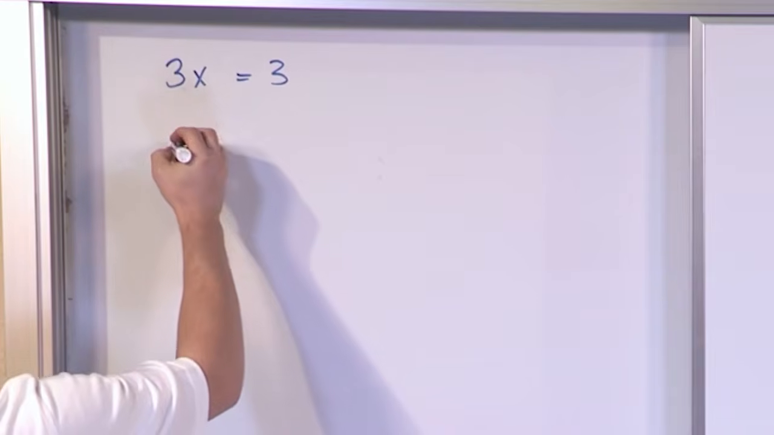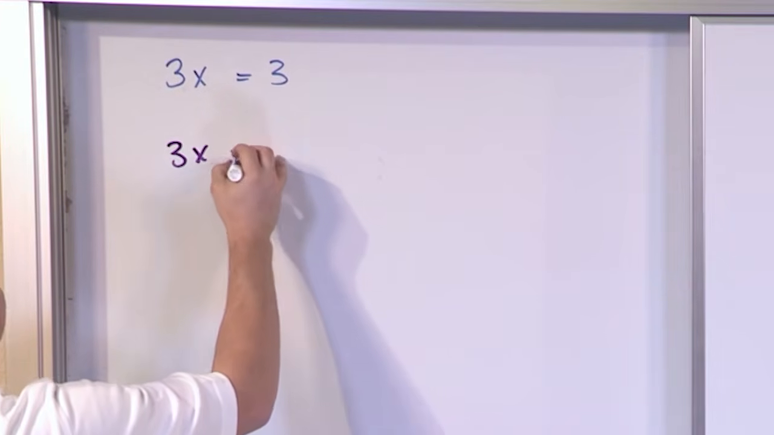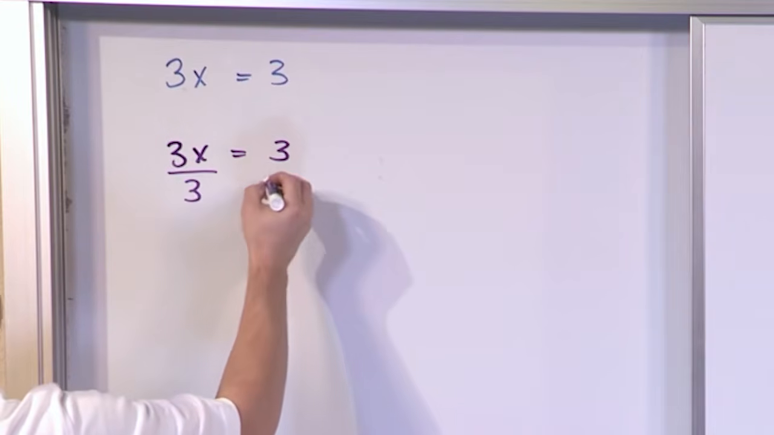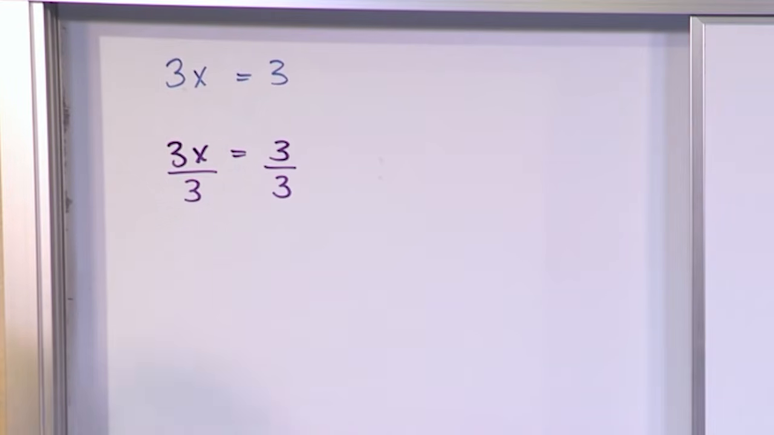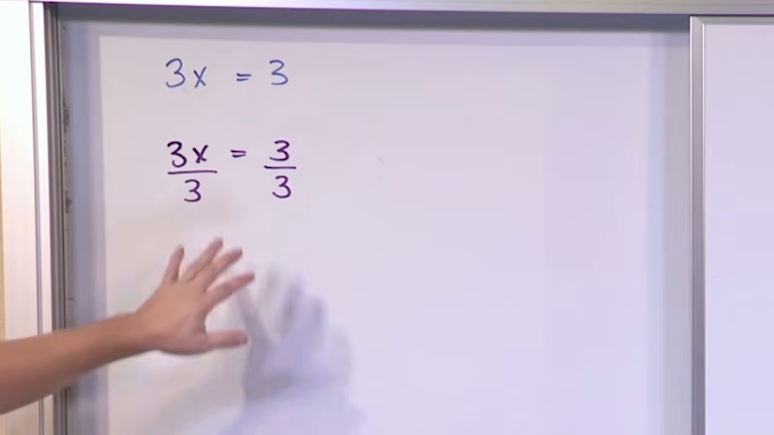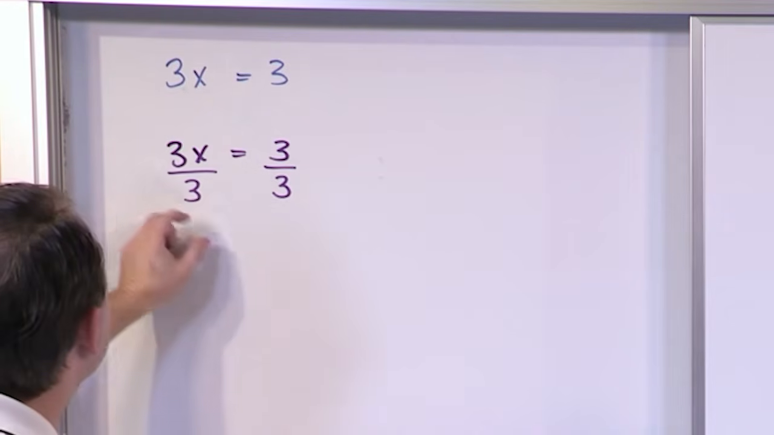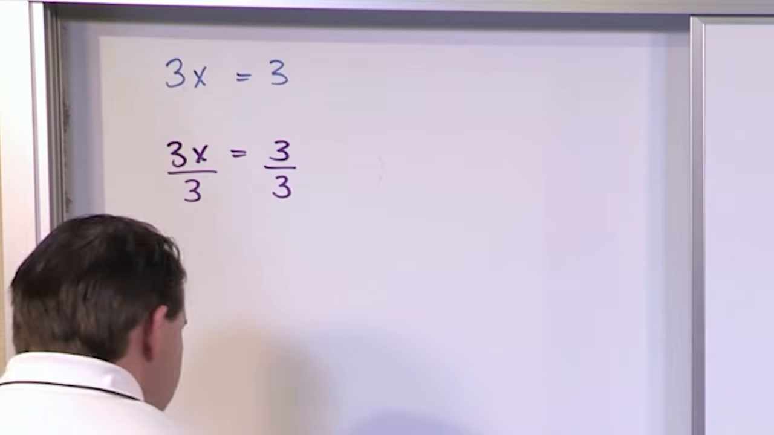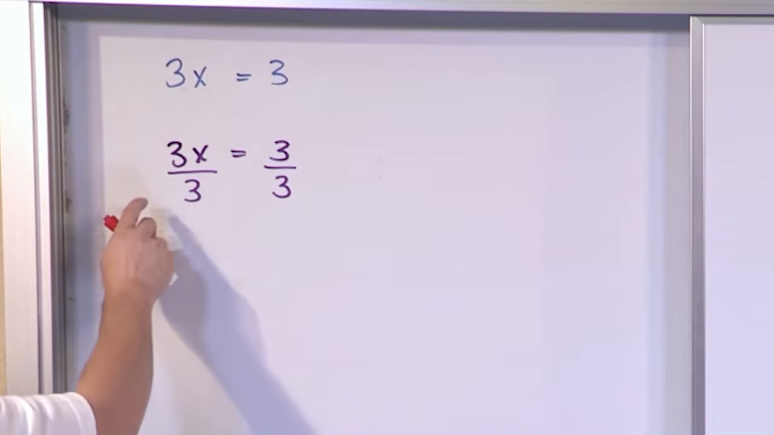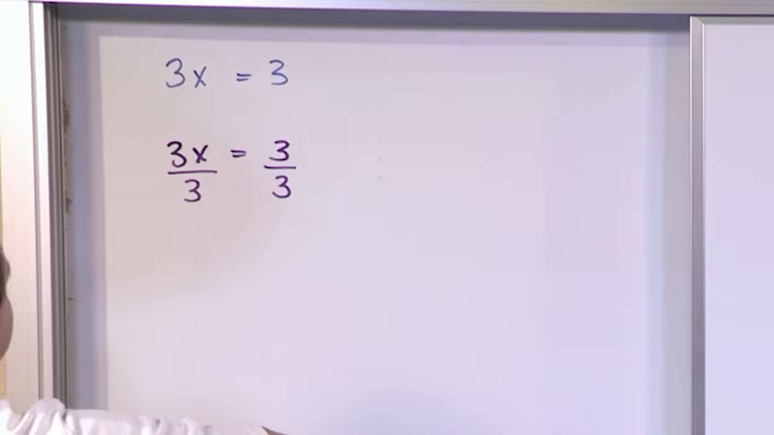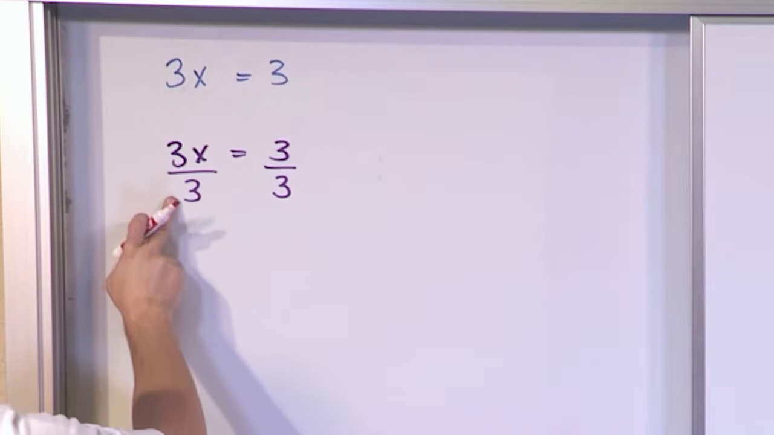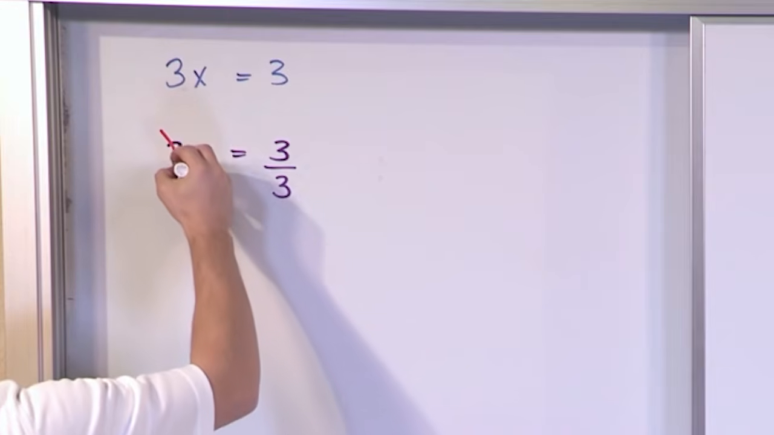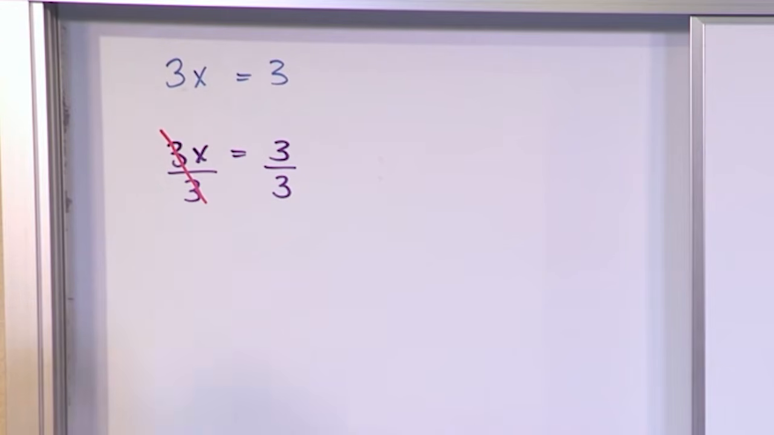Let me rewrite the problem. 3x is equal to 3. What I'm going to do is on the left, I'm going to divide by 3, and on the right, I'm also going to divide by 3. Notice I can do whatever I want to the left as long as I also do it to the right. I've divided by 3 both places. Now, why would I do that? Because on the left-hand side, I have 3x over 3. The 3 divided by the 3 here is basically going to give you 1. So you can kind of draw a little line through that. We call this canceling in algebra.